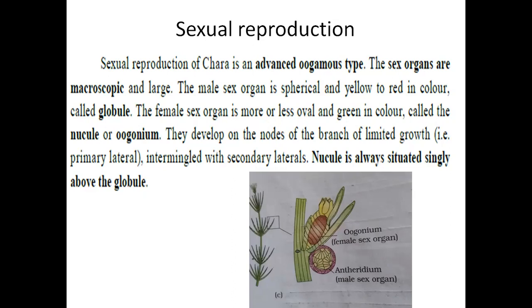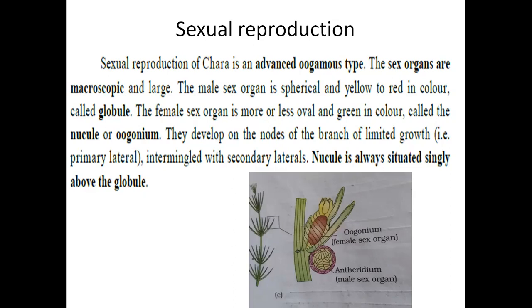And unlike other algal forms, the sex organs of Chara are macroscopic. That means we can see the sex organs with our naked eye. So there are two types. One is antheridium, which is the male sex organ, and oogonium is the female sex organ. And here antheridium is known by a peculiar name, globule. Antheridium in Chara is known as globule and oogonium in Chara is known as nucleule.